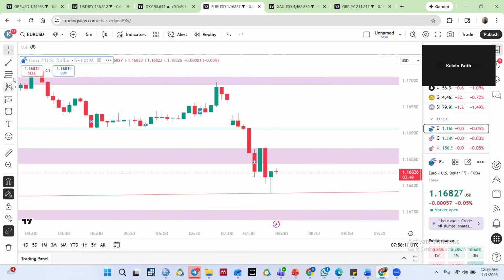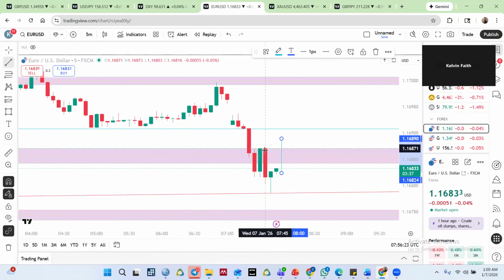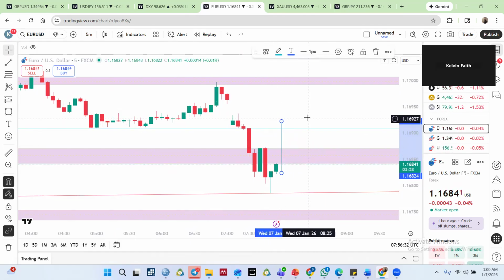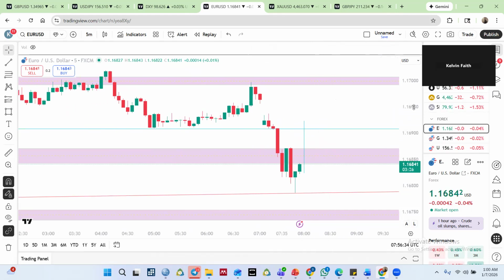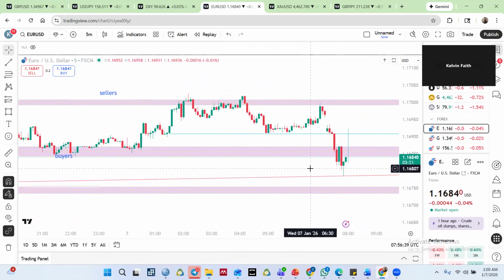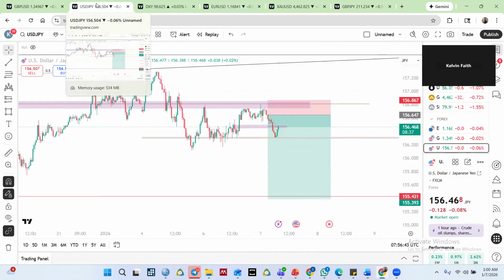So what is going to save these buyers is if they come in strong again and push the price up and it goes above this area, this last bearish 5 minute candle. If the market pushes above them here again, then we're going to be good. So let's see how that is going to play out.